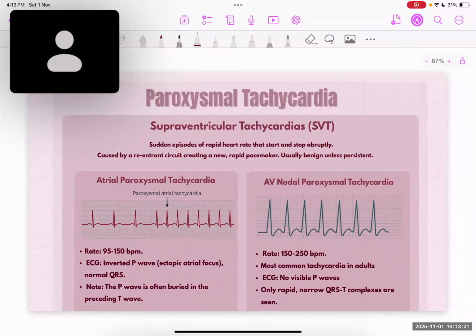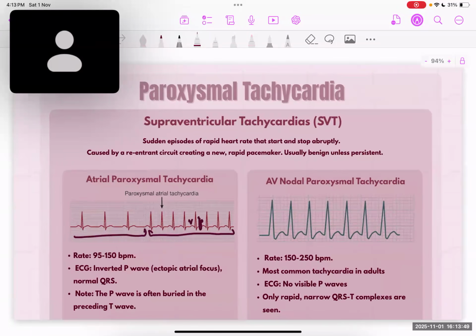Okay, so in atrial paroxysmal tachycardia, can you notice suddenly from here to here, there's a gap, something changed. It got tachycardic, as the name says, so the heart rate increased, the RR intervals decreased, and the P wave is often buried in the preceding T wave. So you can't really tell if this is a P wave or a T wave. They're merged kind of. So that's how you're going to know. And for AV nodal paroxysmal tachycardia, the rate is 150 to 250. I'm not sure if you need to know, but you're going to see the tachycardia. Just know that for AV nodal, the rate is more. So it's 150 to 250.